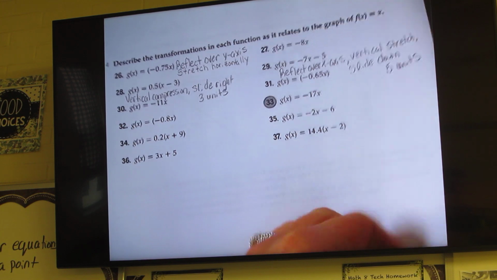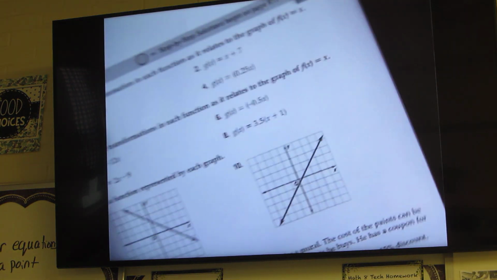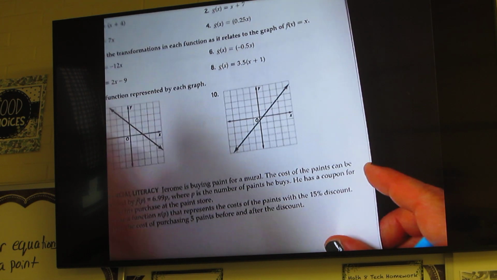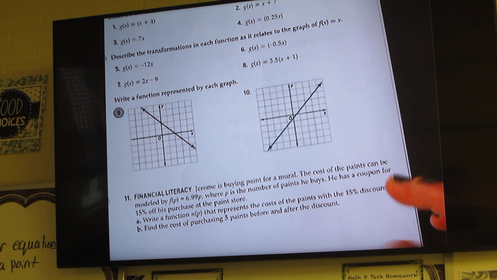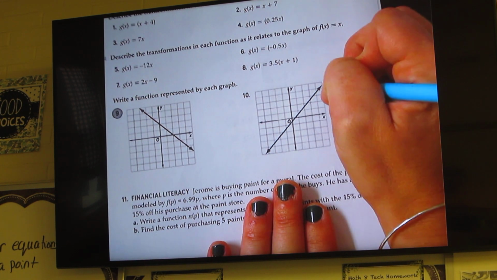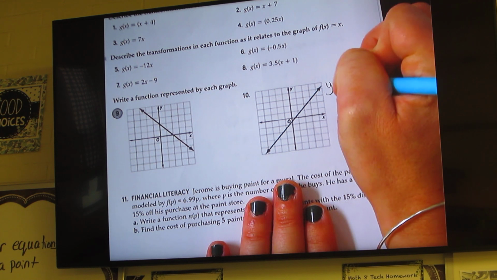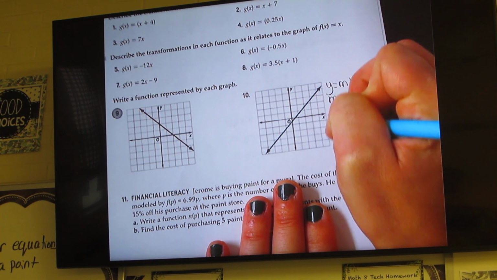Now let's look at a different type problem that my algebra book is asking my students to do. So look at number 10. It's asking them to write a function represented by the graph, and the way that they're wanting them to do it is kind of compare it to the parent function. But that's kind of a little crazy. We have a much easier way to do that, and it's simply y equals mx plus b. Give me the m, give me the b.